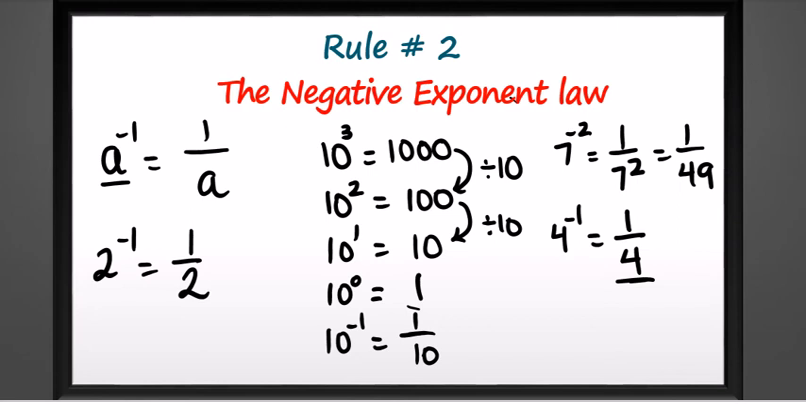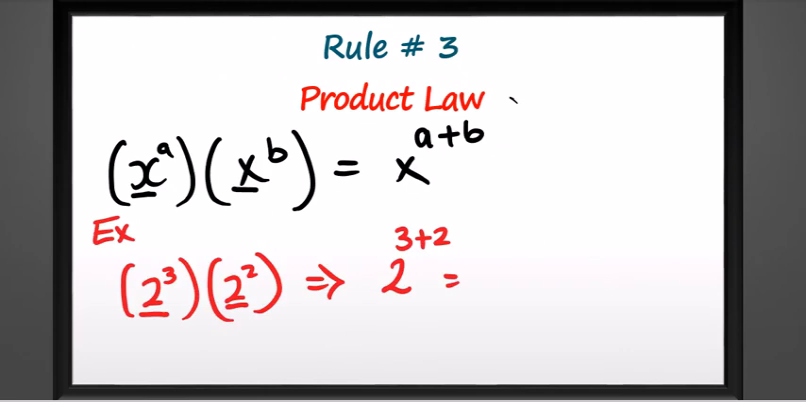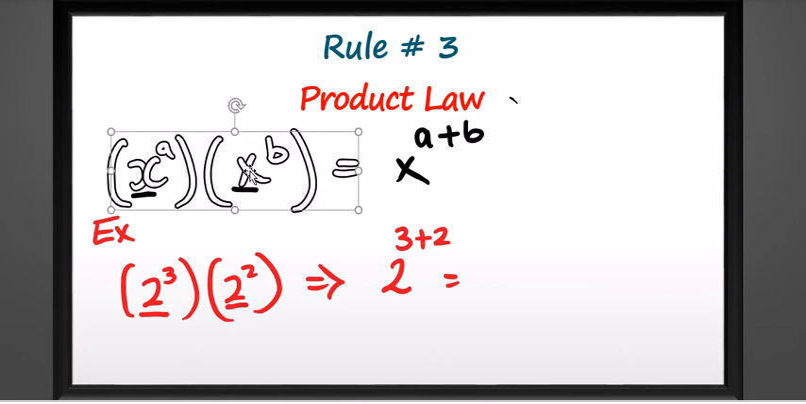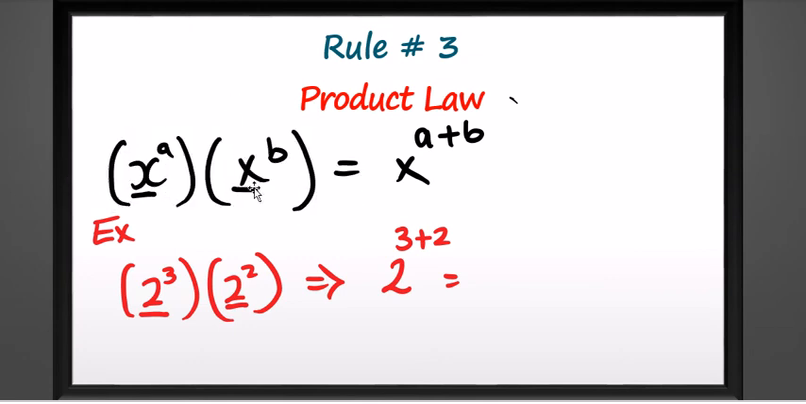Okay, I hope that makes sense. Okay, let's look into now rule number 3. That's a product law. The product law says when you have two bases, they are the same, you keep the base as it is, you just add their exponents. That will be a plus b.